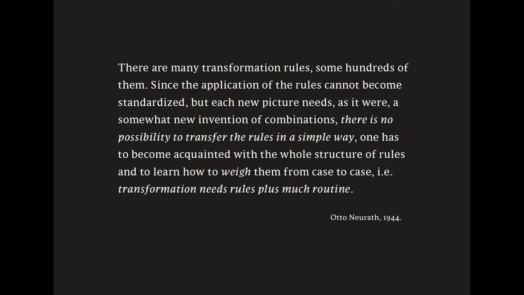This is what Otto Neurath wrote about the centrality of this process in isotype work and how it could not be fully codified. "There are many transformation rules, some hundreds of them. Since the application of the rules cannot become standardized, but each new picture needs, as it were, a somewhat new invention of combinations, there is no possibility to transfer the rules in a simple way. One has to become acquainted with the whole structure of rules and to learn how to weigh them from case to case, i.e. transformation needs rules plus much routine." That emphasis is the italic, that would have been underlined, I think, in his original script.